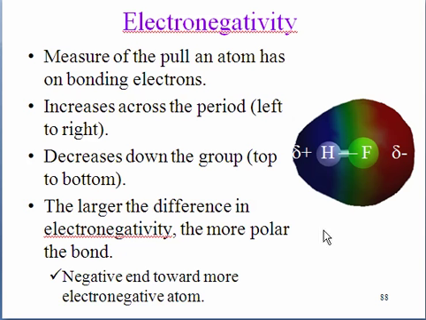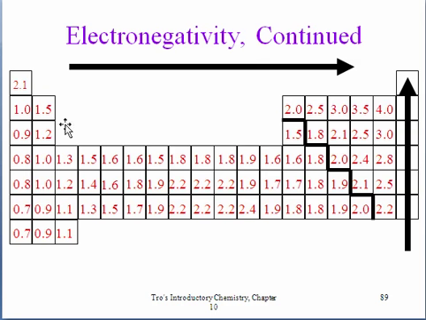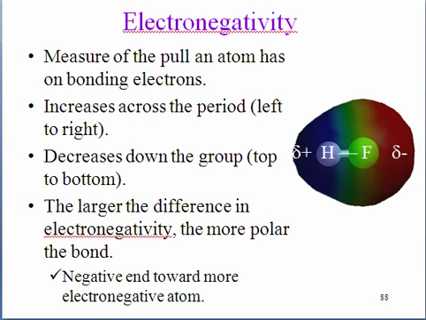So the larger the difference between electronegativity of two atoms, the more polar the bond. And the negative end is going to be towards the more electronegative atom. So here we have hydrogen and fluorine. Hydrogen, all the way on this side of the periodic table, fluorine, the most electronegative element. There's going to be a big difference in electronegativity here, and the more electronegative element has the partial negative charge.